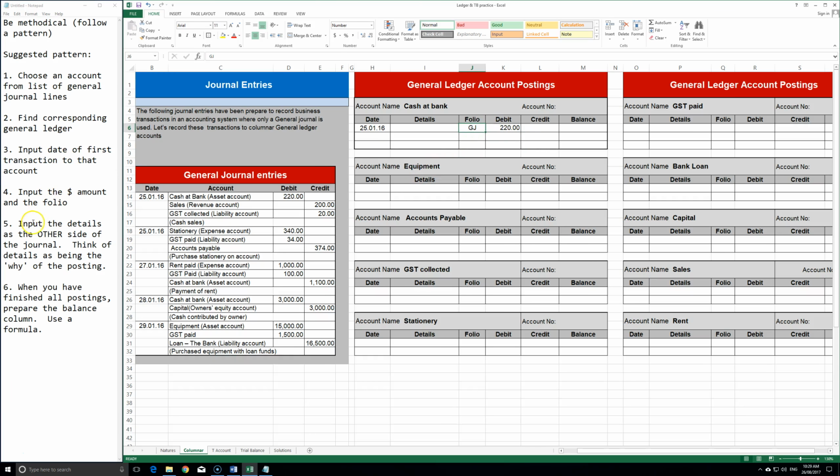Okay, so what's my next step? Input the details, so this column here, as the other side of the journal. This is where people tend to get a little bit confused. So this is the line that I'm currently entering. What would the other side of that journal be? Well, we've got two lines underneath it.